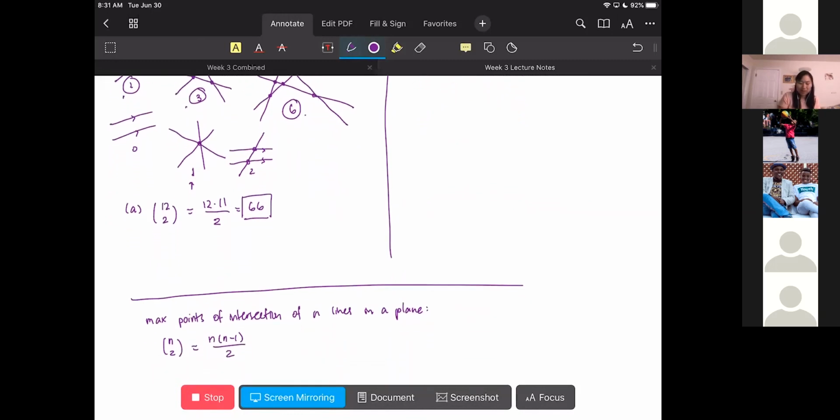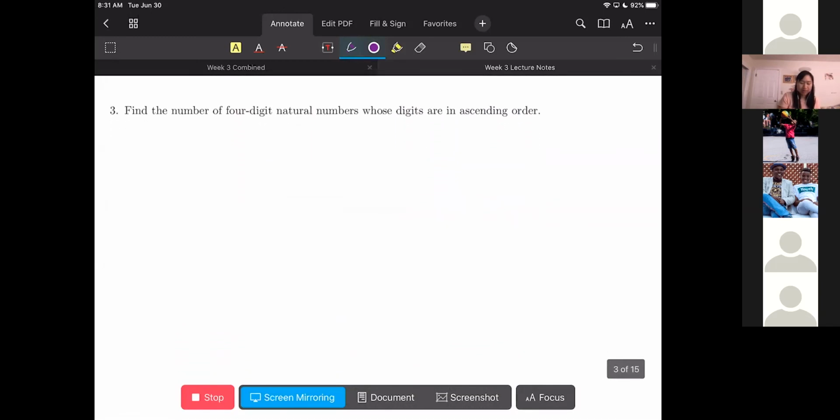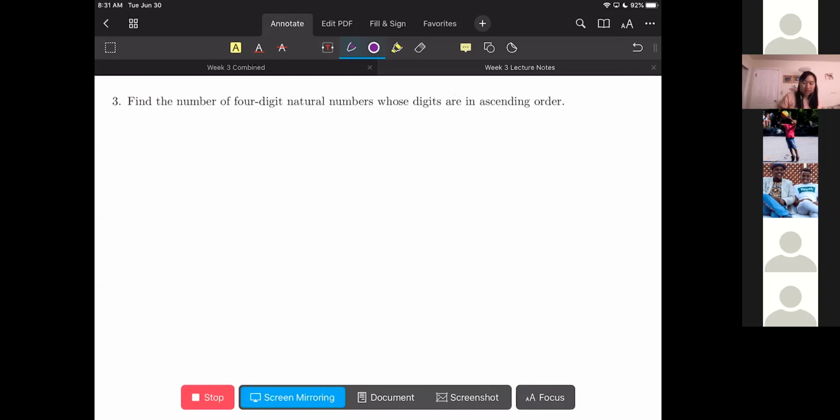All right, we'll do a couple other examples of these subset counting problems, and then we'll move on to a different type of problem. So here's another question. It's framed in a different way. Basically, find the number of 4-digit natural numbers whose digits are in ascending order. So how can we transform this into a counting problem where we use combinations? We could start by finding the total amount of 4-digit numbers. Okay. How does that help us?